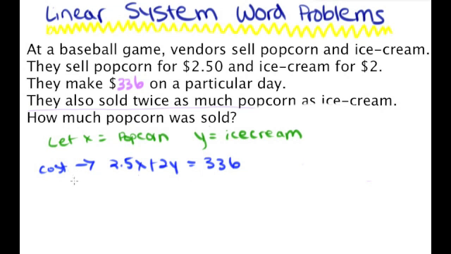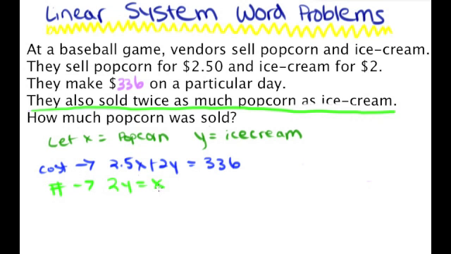So our next one is going to be all about number. We look at this sentence right here. They also sold twice as much popcorn as ice cream. So that tells us that y would be equal to 1/2 x, because y is ice cream. Ice cream would be 1/2 as much as how much popcorn was sold. So we don't like fractions, so we multiply by 2 to get 2y is equal to x.